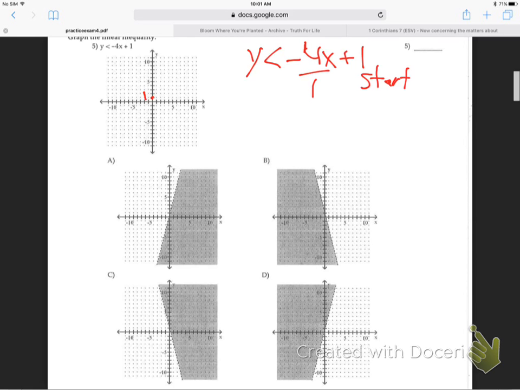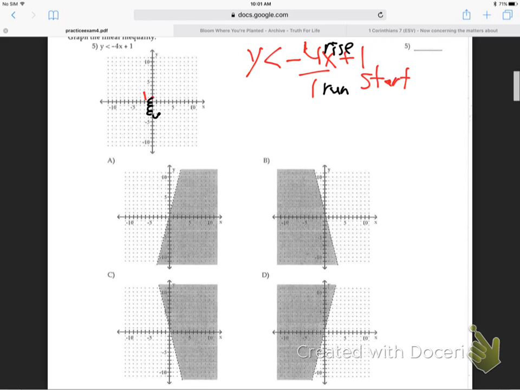You all good with that? You always put the slope number, whatever's in front of x, over 1. That's rise over run. It's exactly right. Rise over run. So I'm going to do that. I'm going to go down 4. That's a little bit hard to do. 1, 2, 3, 4. There we go. Over 1. Boom, right there. I think I got it. Down 4 over 1. 1, 2, 3, 4.